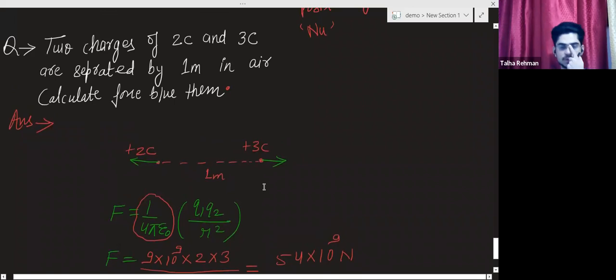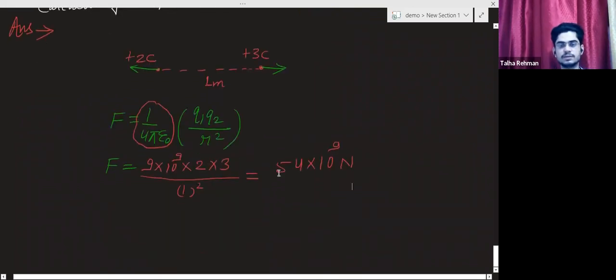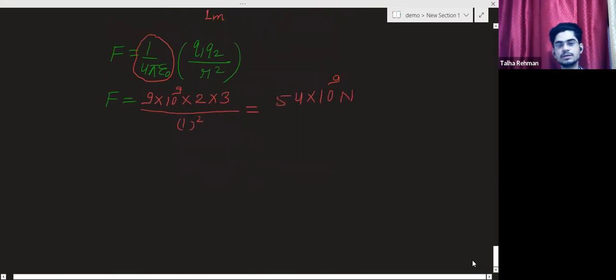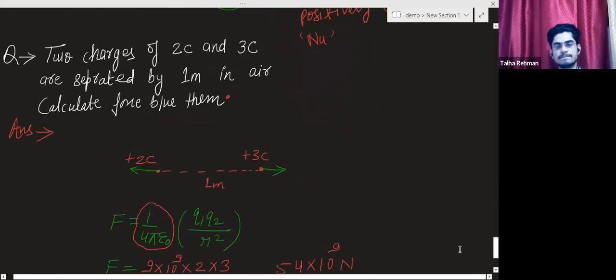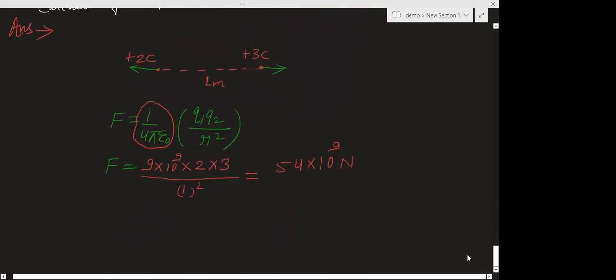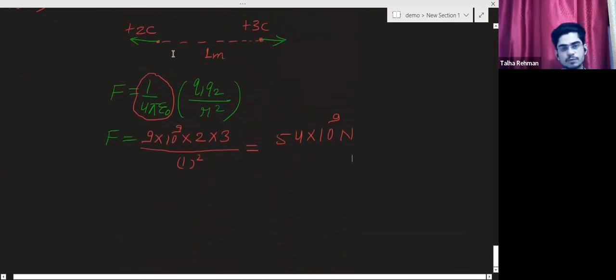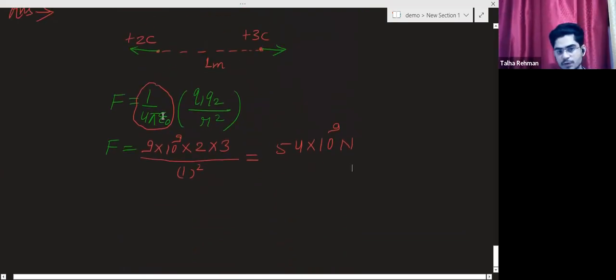This type of question will be asked in the examination. Now there is one more question. Have you understood this question? Yes, sir. Okay. So you should remember this formula at least. You should remember the value of K, and this is the formula.